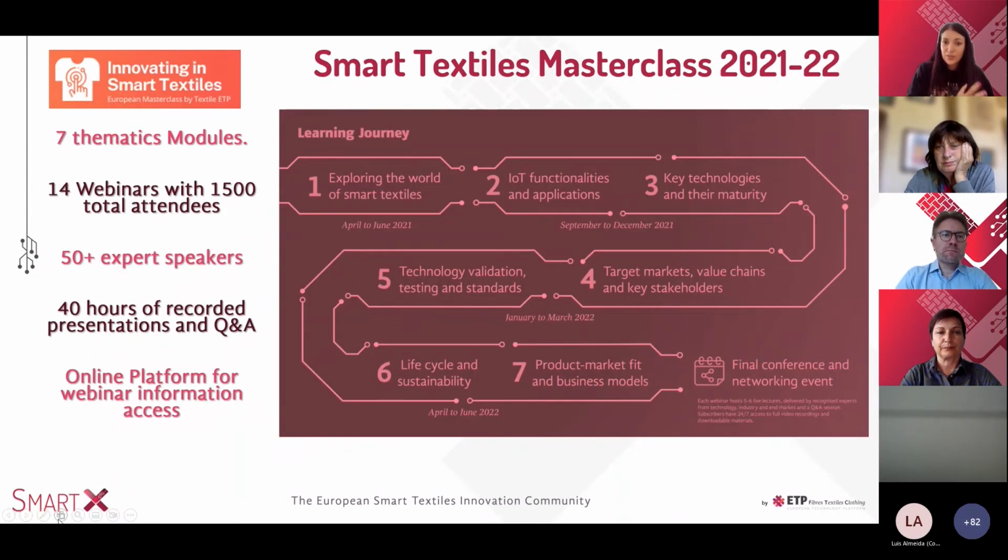So saying that about the SmartX project, now we are moving to the Smart Textiles Masterclass. At the same time that the SmartX project was running, we created a 15-month program really addressing the 7 thematic modules that are key in the Smart Textiles value chain map, which are exploring the world of smart textiles, IoT functionalities and applications, key technologies and their maturity, technology validation, target market value chains and key stakeholders, life cycle and sustainability, and product market fit and business models.